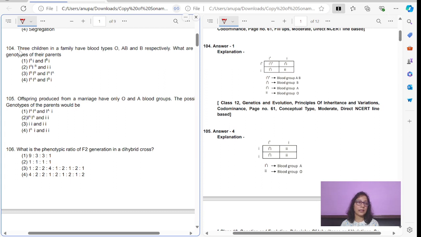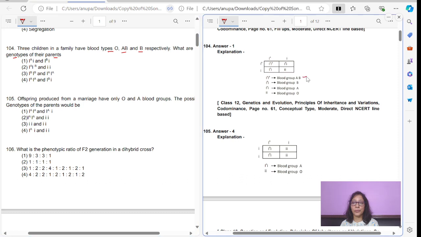Question number 104 states that three children in a family have blood types O, AB, B respectively. What are the genotypes of their parents? We have to find out the genotype of parents. This question can be explained by making a Punnett square. We know that genotype IAIB represents blood group AB, IBIB or IBi represents blood group B, IAIA or IAi represents blood group A, and ii represents blood group O.